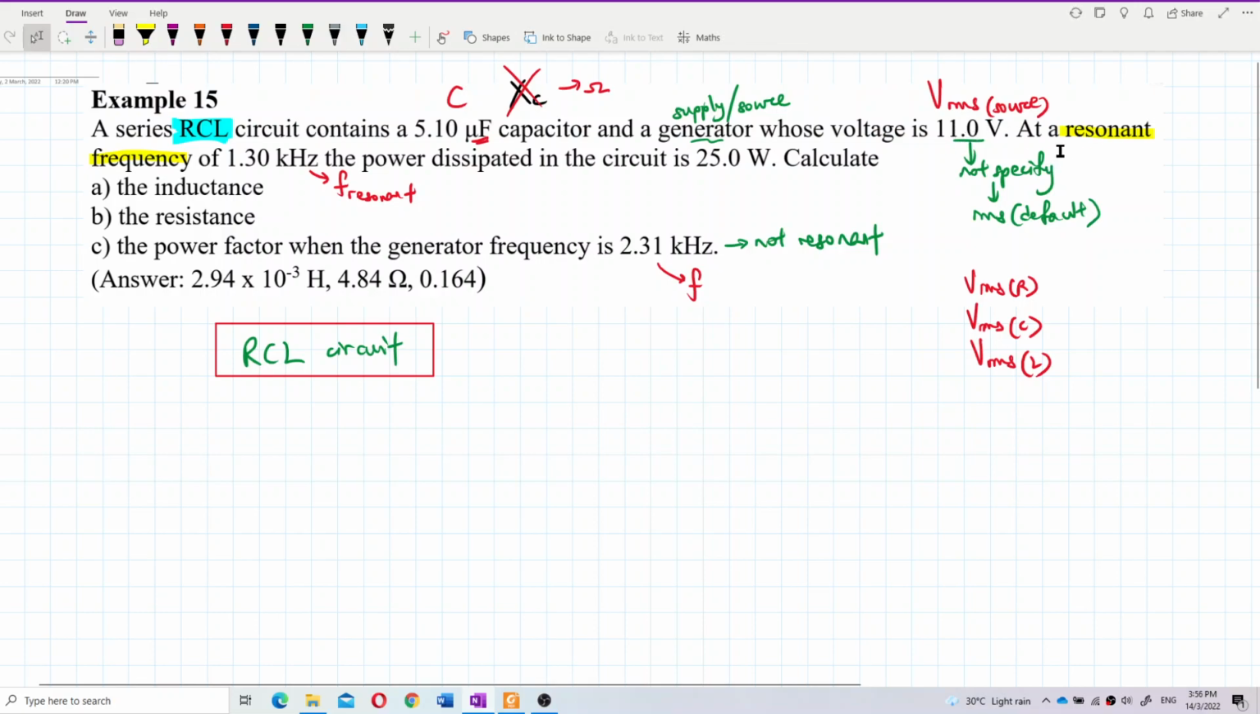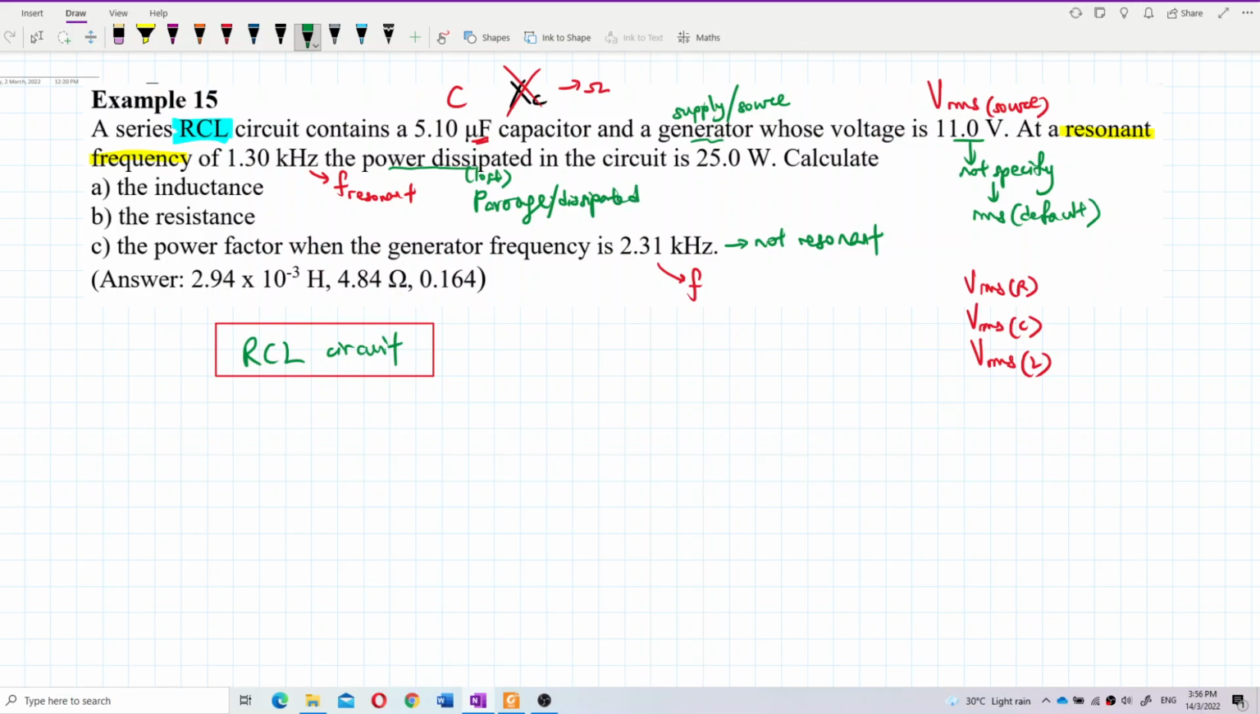Then this is the resonant frequency, power dissipated. What is power dissipated? Power dissipated, or we call it power loss, is the average power. Understand? Average power is also called power dissipated.